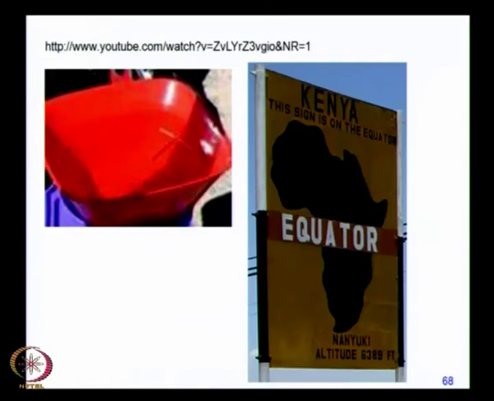What about the equator? You already know that north of the equator it will go one way, south of the equator it will go the other way. And there is a tourist attraction in Kenya. There is a city called Nanyuki at an altitude of 6,389 feet. A major tourist attraction there is a funnel, and you can watch this on YouTube at this link. You do not have to note down this link with all the Z and V and L and Y. If you just Google it, you will get it.